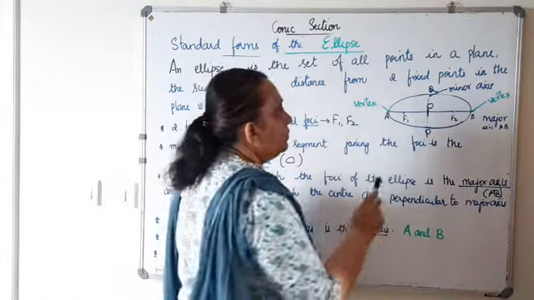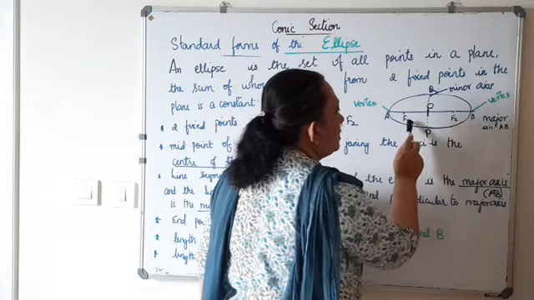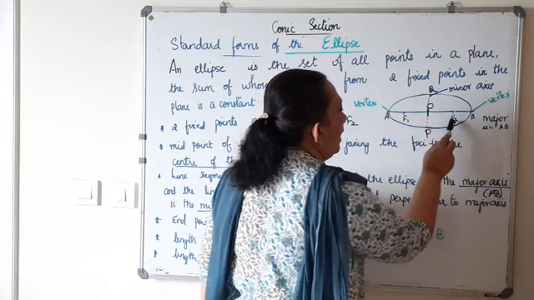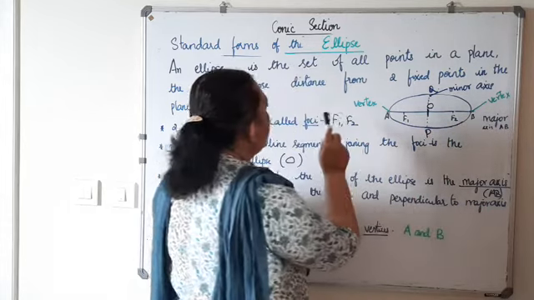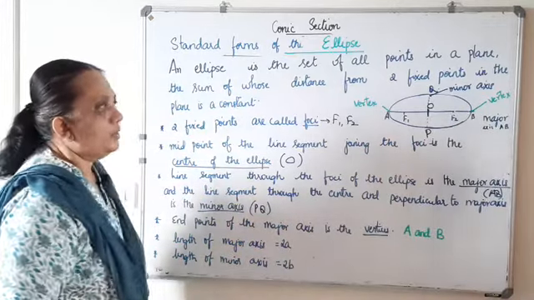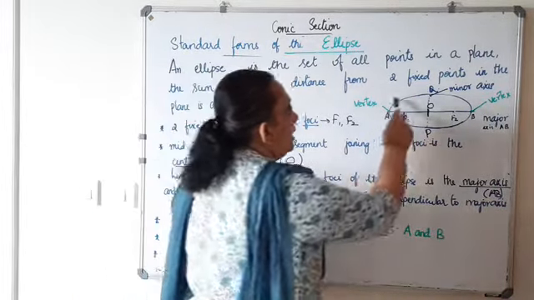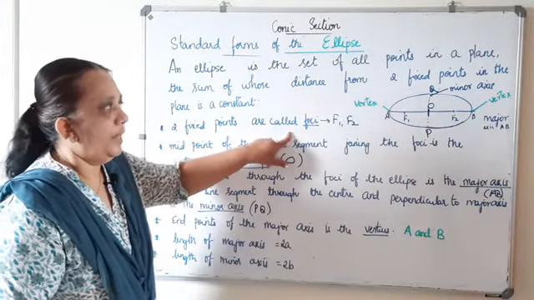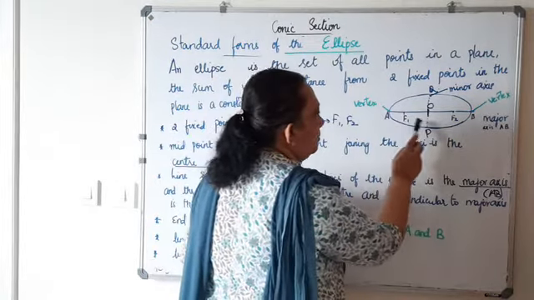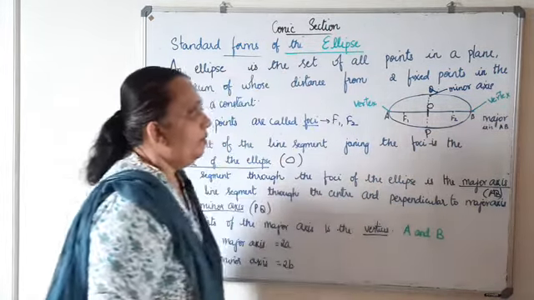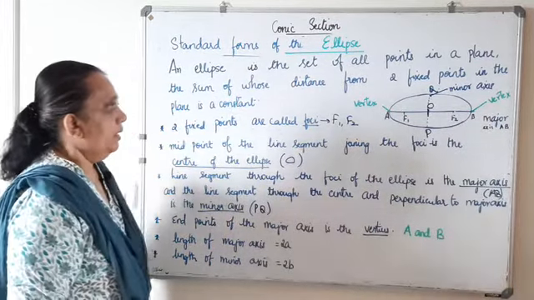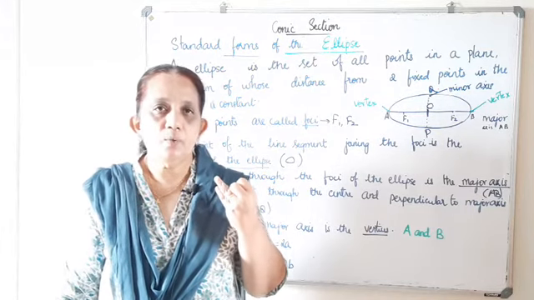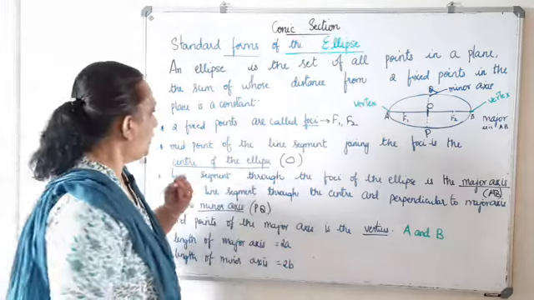The two fixed points are F1 and F2. The sum of the distances from F1 and F2 is always a constant. That is called an ellipse. The two fixed points F1 and F2 are called the foci of the ellipse. So for a parabola there is only one focus, but for an ellipse there are two foci, plural word, foci.